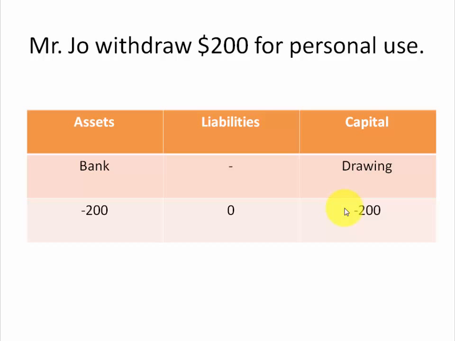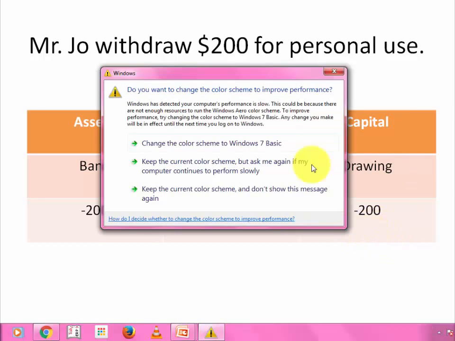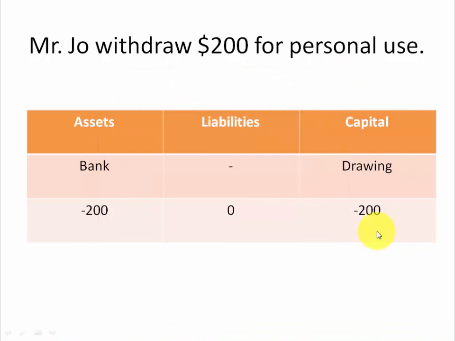Mr. Joe withdraws $2,000 for personal use. Now this is drawing, and drawing is related to capital account. Capital account will be reduced by 2000. So we will write minus 2000 at capital side. Assets will also decrease. So we will write 2000 in minus at asset side. The accounting equation is minus 2000 is equal to minus 2000.